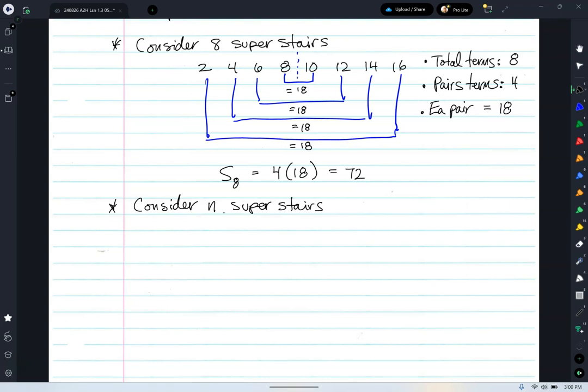Like, if we could just plug in any number we wanted to say, hey, how many steps is he going to take if he does a 12 superstair set or an 18 superstair set or a 20 superstair set? How many steps is he going to take? That'd be a really handy thing if we could do that. That would be a super efficient way instead of writing out plus, right?